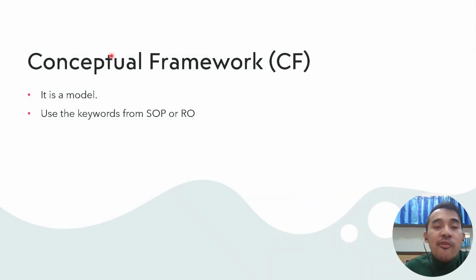The conceptual framework is the model of your statement of the problem and research objective. The technique that we're using is the keywords from the SOP or research objective. That's why there should be an alignment on the three elements, which is the skeleton of your research project.